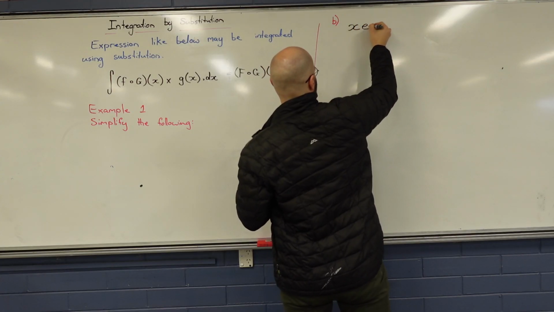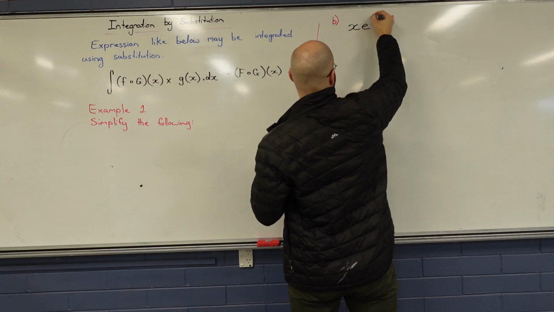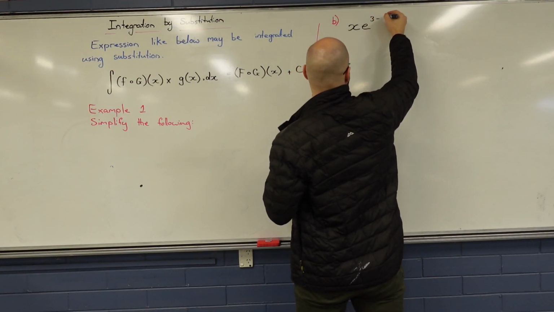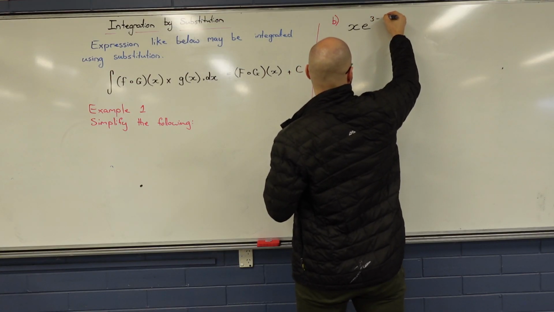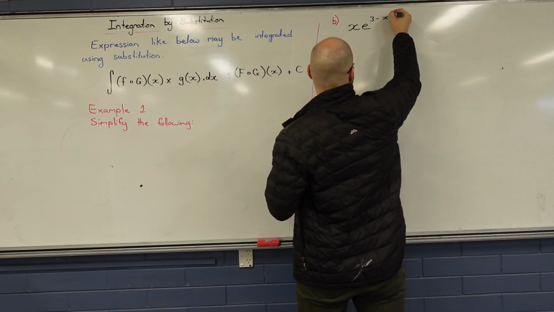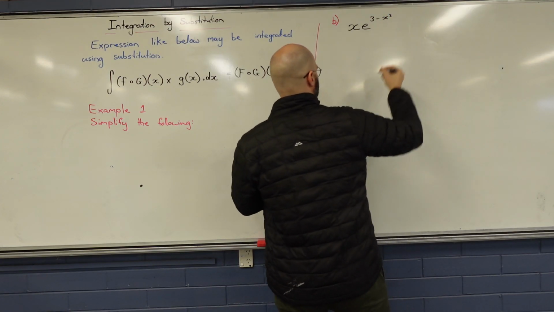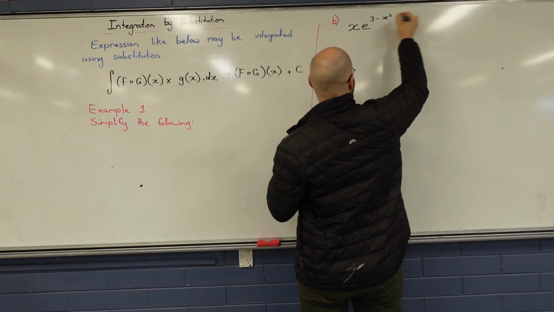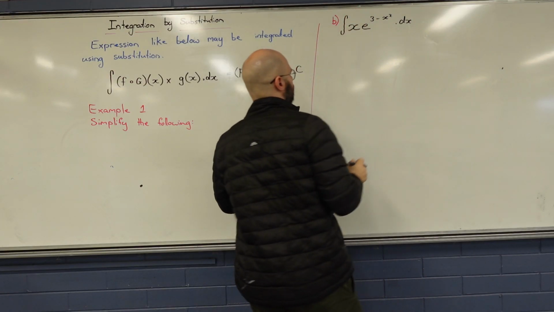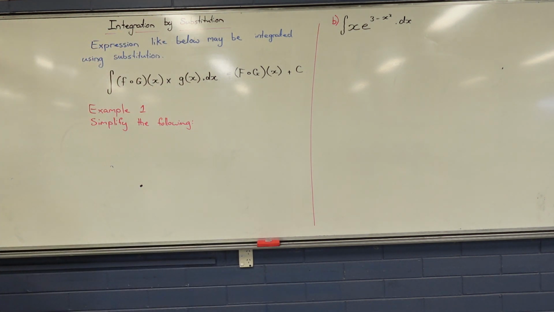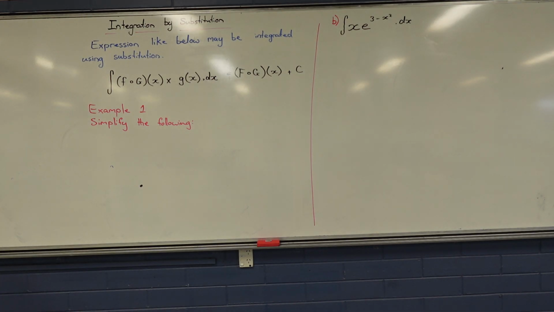The integral of x times e to the power of 3 take x squared. Okay, let's have a look. First thing we need to do, before we propose any way to integrate this, is think: what do we have presented in front of us? Is there any relationship between the factors in this integral?